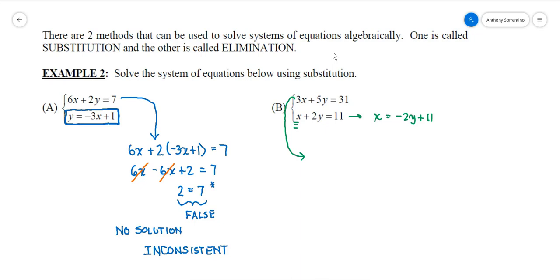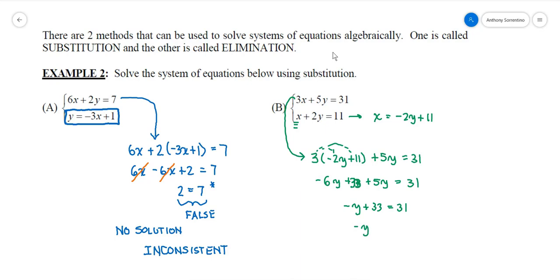So I'm going to go to the top equation. I'm going to replace the x with negative 2y plus 11 plus 5y. Everything else is being left alone in the top equation. I'm just replacing what the x is. When I distribute the 3, I'm going to have negative 6y plus 11 plus 5y equaling 31. Oh, take that back. This should be 33. Negative 6y plus 5y would be negative y plus 33 equals 31.